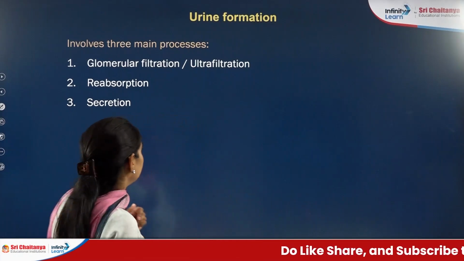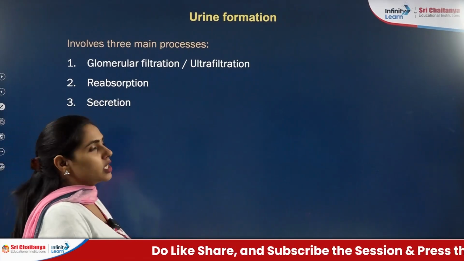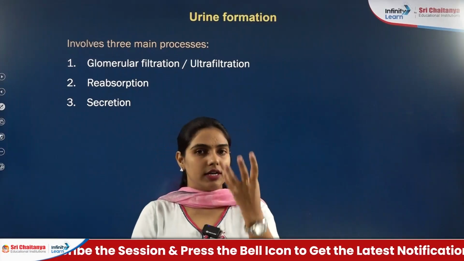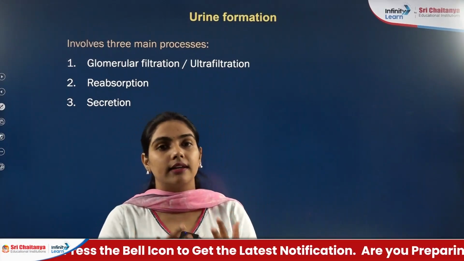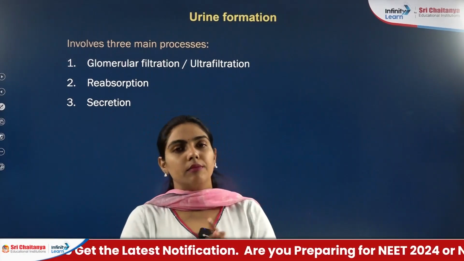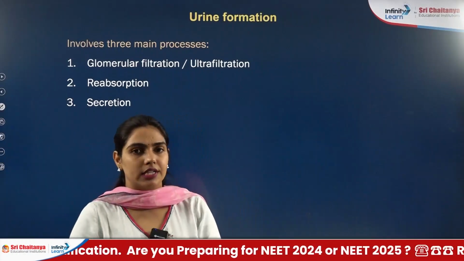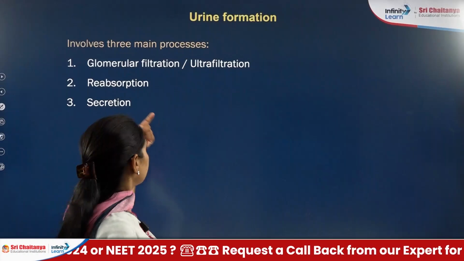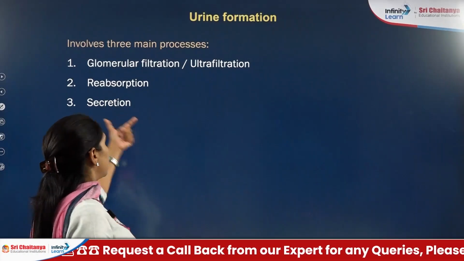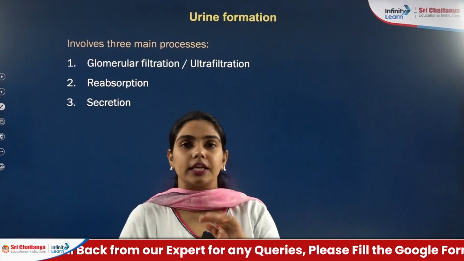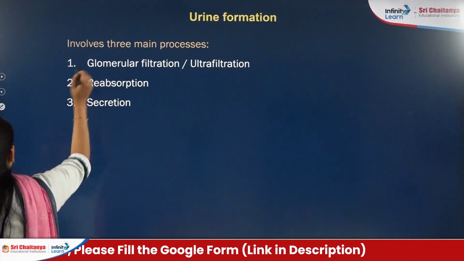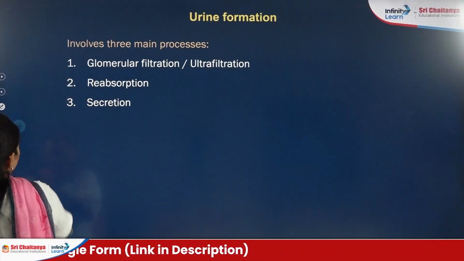So urine formation occurs in 3 steps. As you can see, the first is filtration, which is also known as ultrafiltration, or it can be called glomerular filtration. I will tell you why it is known as glomerular filtration. Then the second step is reabsorption and the third step is secretion. We will talk about each and every step one by one. Let us talk about glomerular filtration first of all.